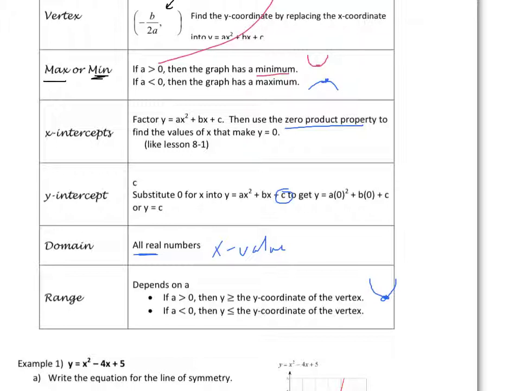If your a is less than 0, it's going to open downward. Therefore, your range will be that y value and be less than or equal to that. So that's a nice little way to find domain and range. And this ends Lesson 8.2, Video 2.